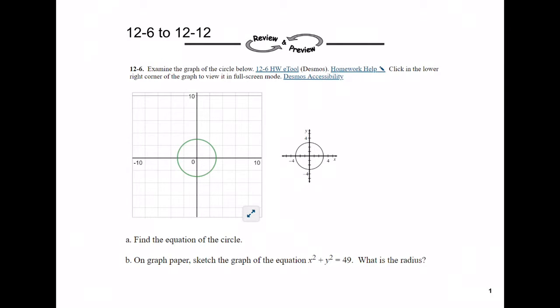Review and preview problems 12-6 to 12-12. 12-6, examine the graph of the circle below. A, find an equation of the circle.